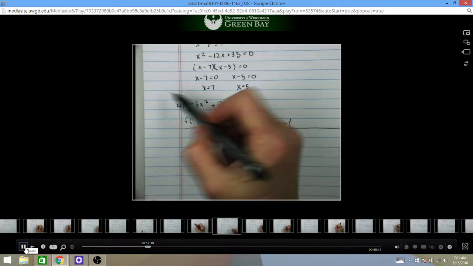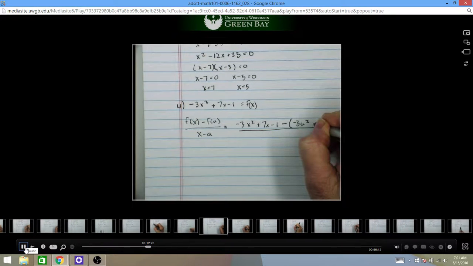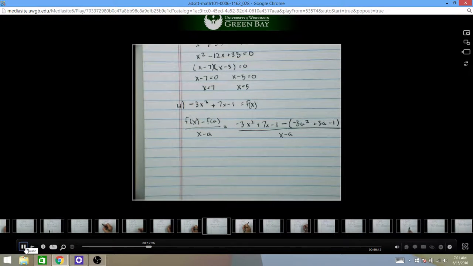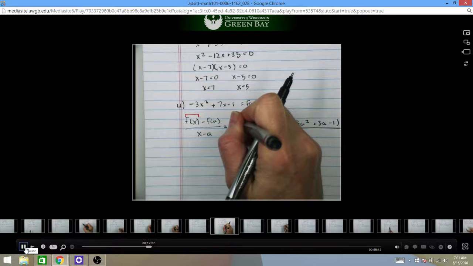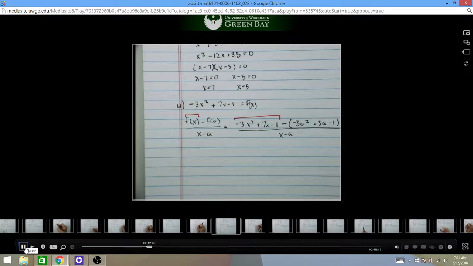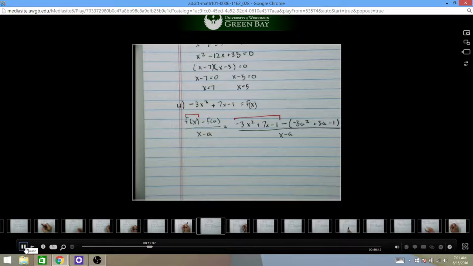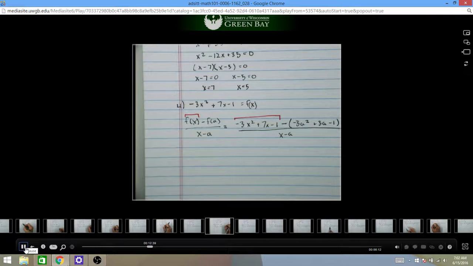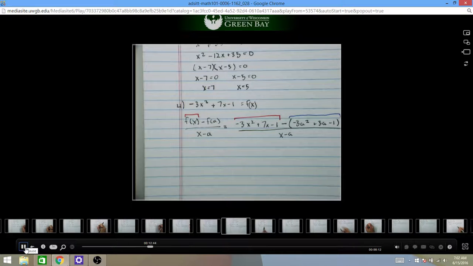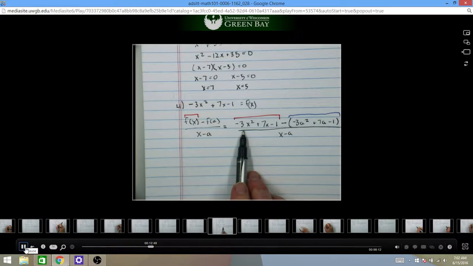So we have negative 3a squared plus 3a minus 1. So the f of x part just has an x in it. Oh, it should be 7. No, you're right. It's supposed to be 7. Okay. I think I was combining the one you have with the one on the internet. Okay, so you're right. It should be 7a.